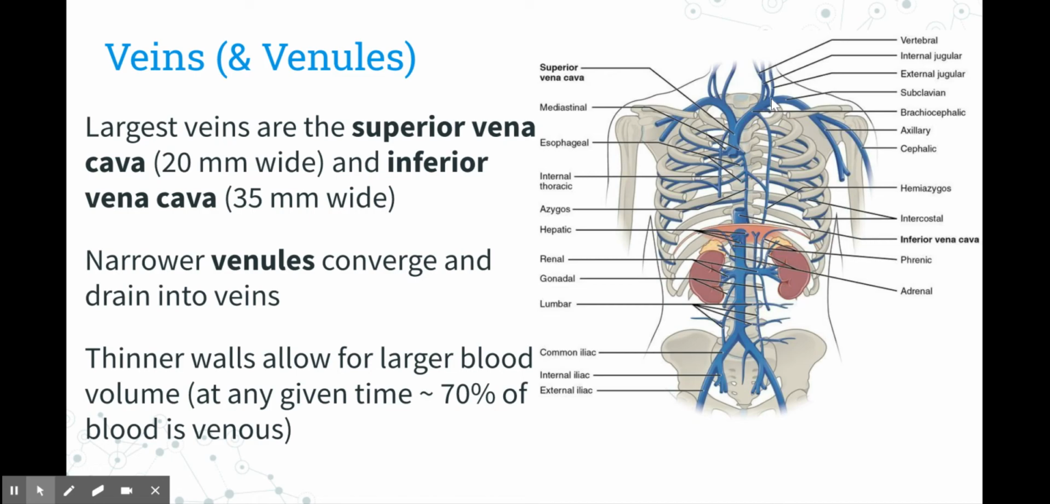The thinner walls of the veins mean that they can actually hold more blood, and so at any given time, about 70% of the blood in your body is contained within the venous system.